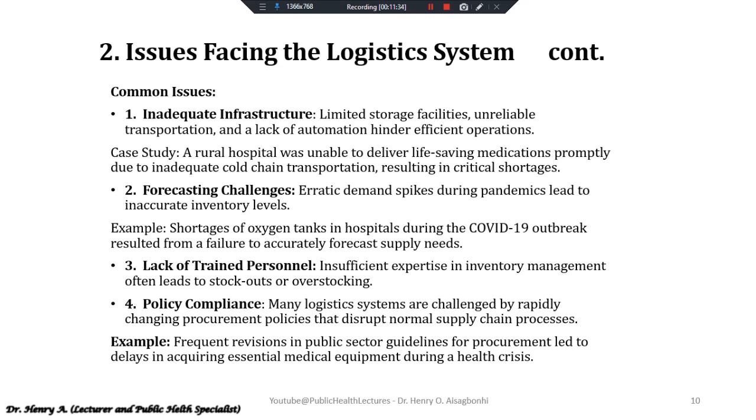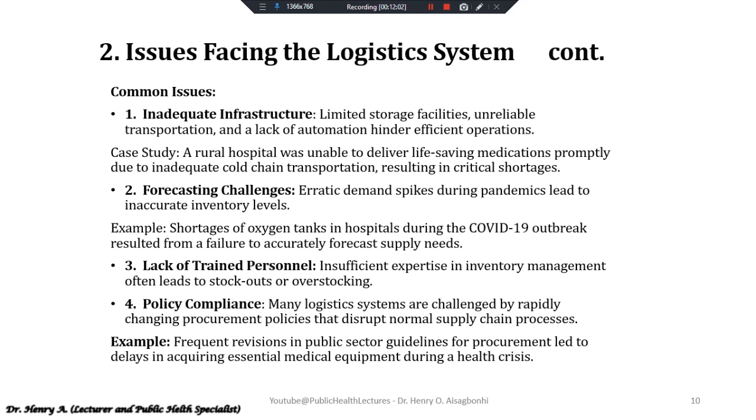Number three, let's see the lack of trained personnel. That's another major issue that faces the logistics system. And you know that without skilled staff who understand inventory systems, mistakes will happen, such as overstocking or stockouts. Therefore, training is key to build a resilient logistic chain.